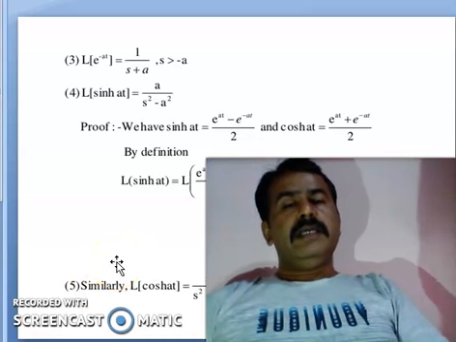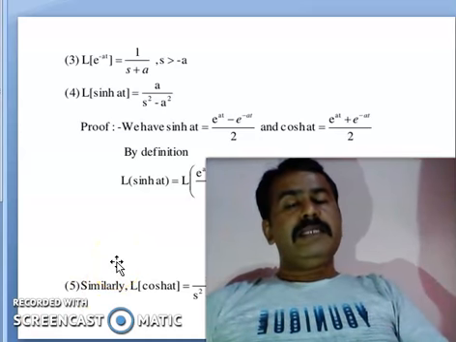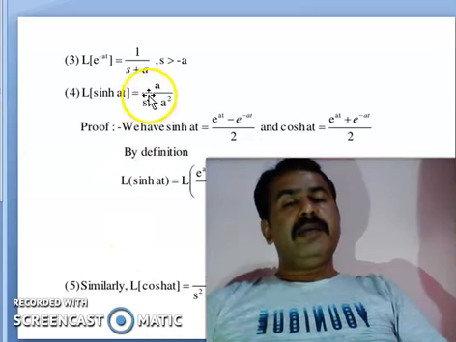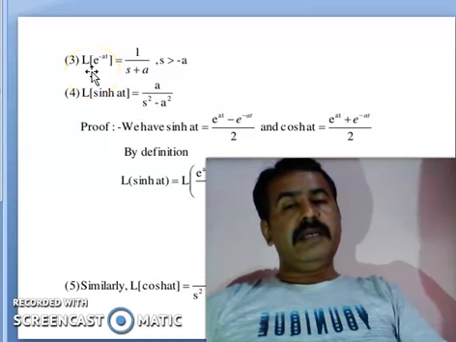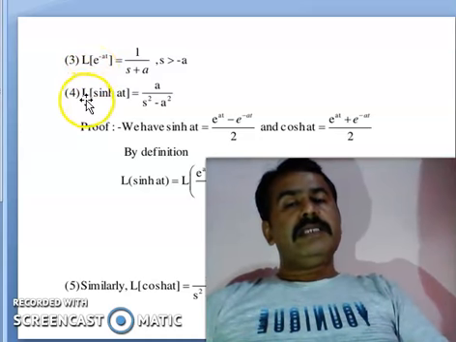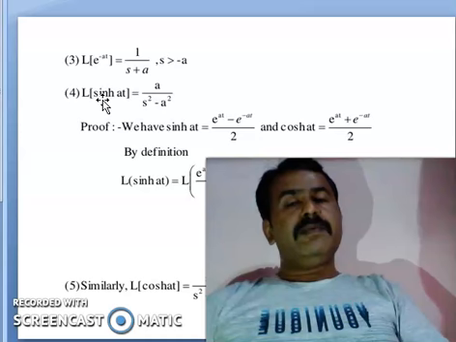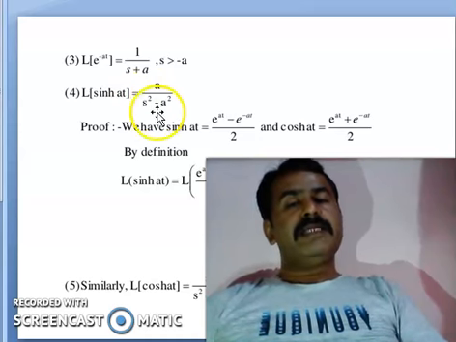Now third is similarly L of e to the power minus at, it becomes 1 by s plus a, as usual. The proof is number second. The fourth one is, suppose Laplace of sine hyperbolic at, a divided by s square plus a square.